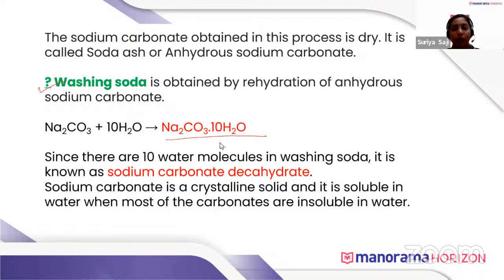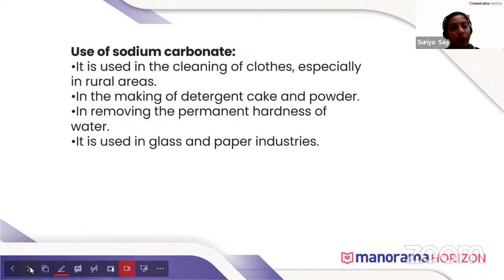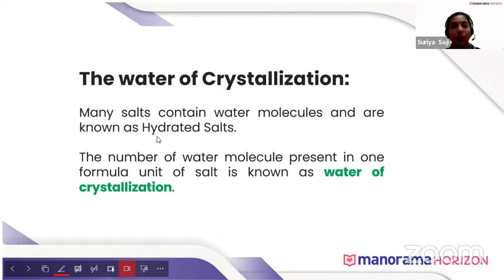anhydrous. So washing soda is obtained by the rehydration of anhydrous sodium carbonate. We will add water to sodium carbonate, then we will get washing soda. Okay, sodium carbonate 10H2O. So this 10 is the number of water molecules along with 1 unit mass of sodium carbonate. That's why this 10 is called water of crystallization. You can read out the uses of sodium hydrogen carbonate and sodium carbonate by yourself. Then water of crystallization we saw. For washing soda, it was 10.